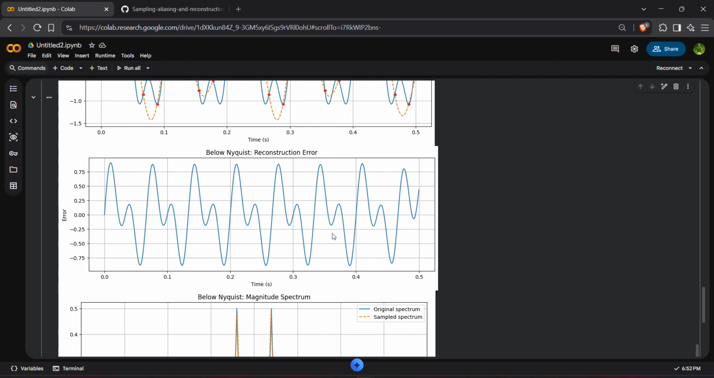Here is a reconstruction error. At first we can say sinc reconstruction. Now let's discuss the reconstruction process.